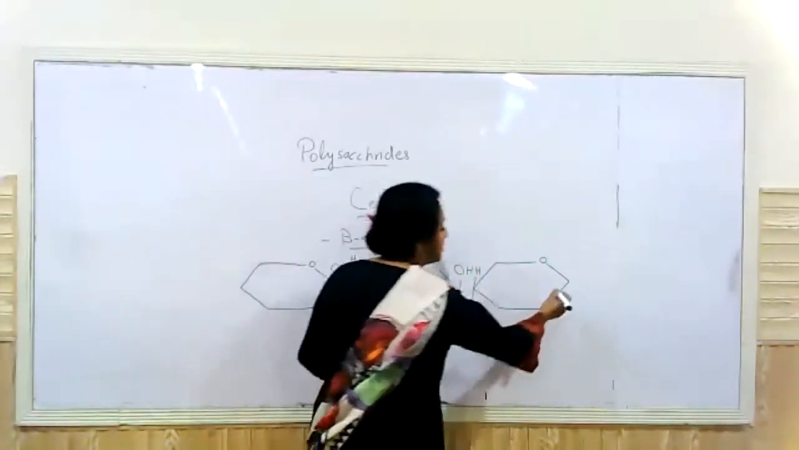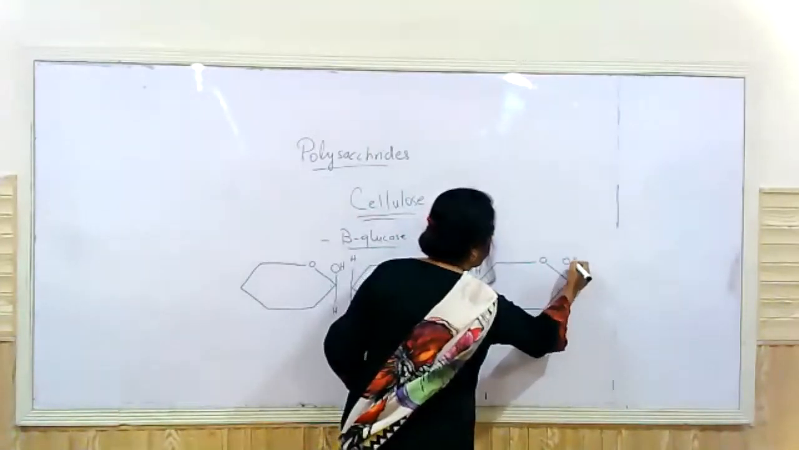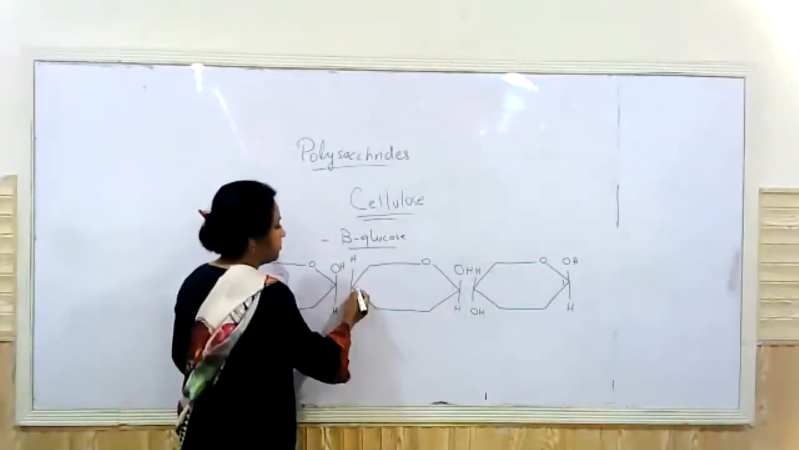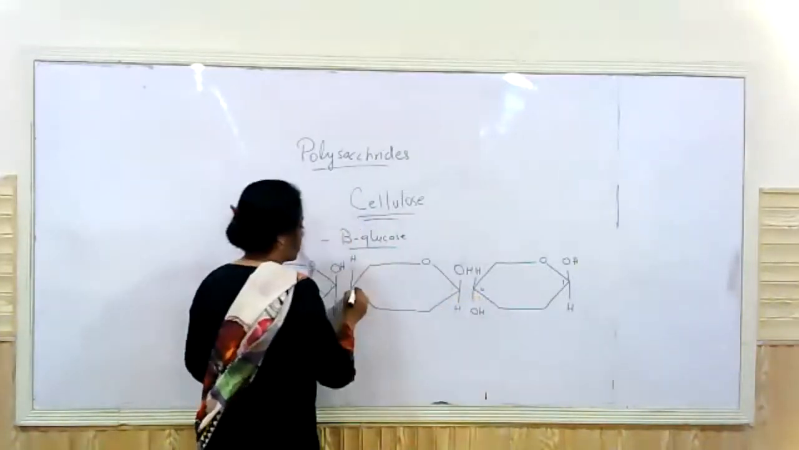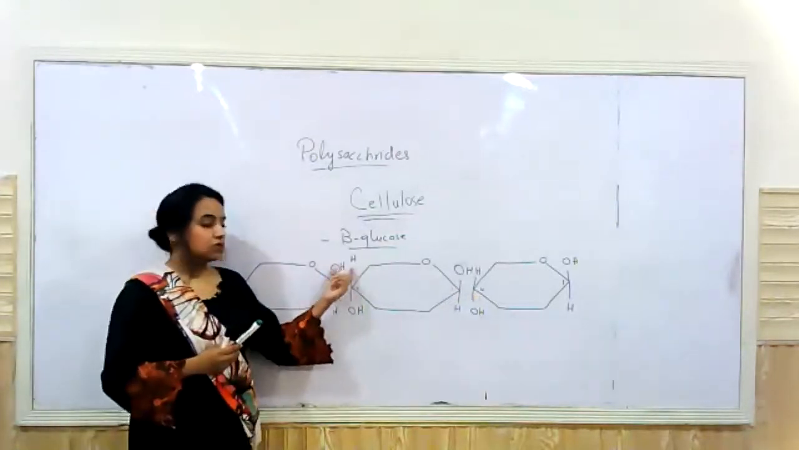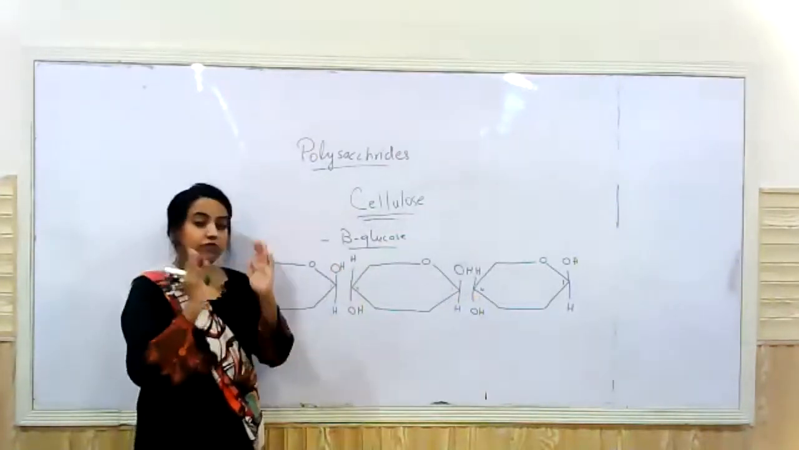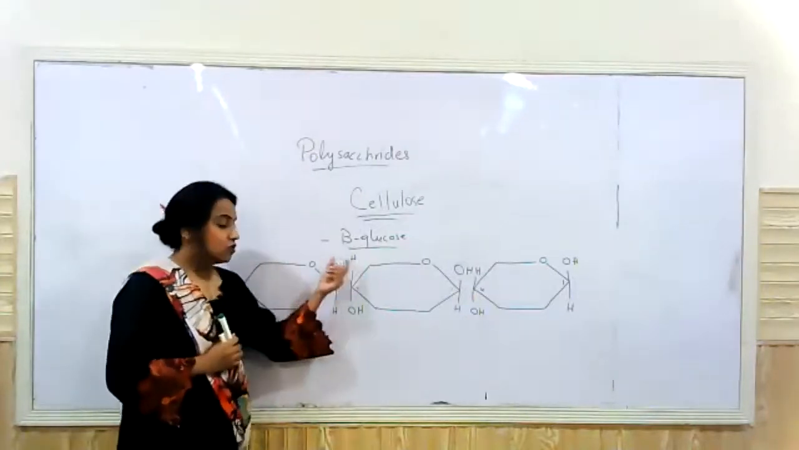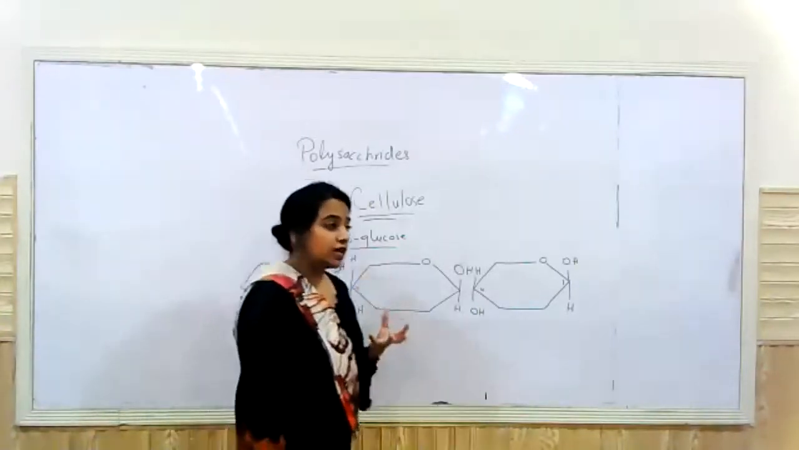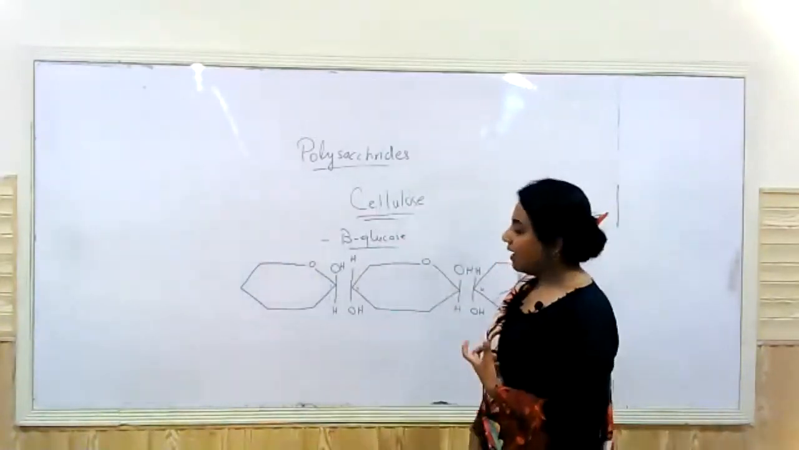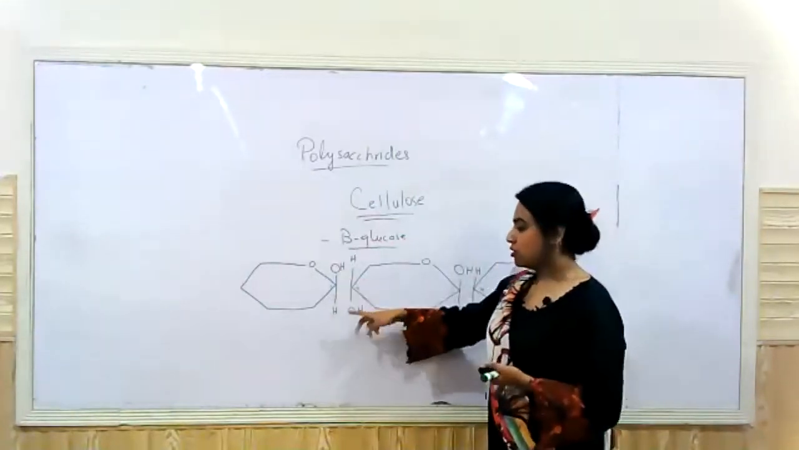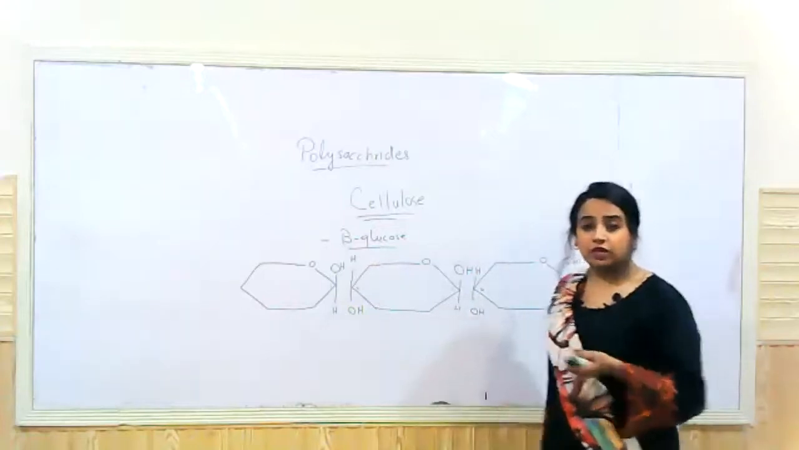Now the problem is, this is carbon number 4, this is carbon number 4, right? The problem is that the OH groups are not adjacent, right? They're not in front of each other. Now because they're not adjacent, they cannot react easily. For the reaction to take place, somehow we have to make such arrangements that this OH comes in front of the other OH.